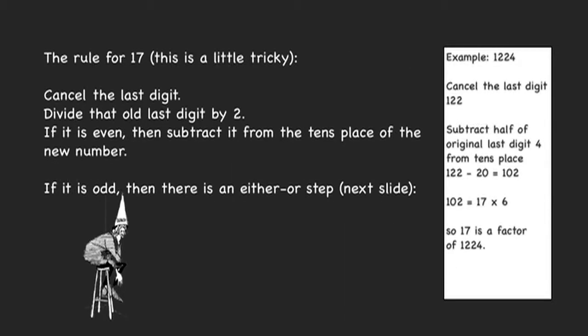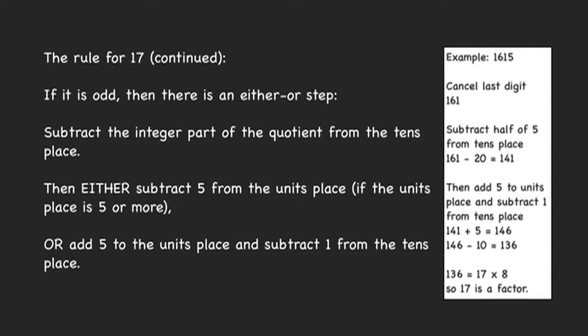The rule for 17. This is a little tricky. Cancel the last digit, divide that old last digit by 2. If it is even, then subtract that quotient from the tens place of the new number. If it is odd, then there is an either or step. If it is odd, you have to do one or the other. Subtract the integer part of the quotient from the tens place, rounding down. Then either subtract 5 from the units place if the units place is 5 or more, or add 5 to the units place and subtract 1 from the tens place.